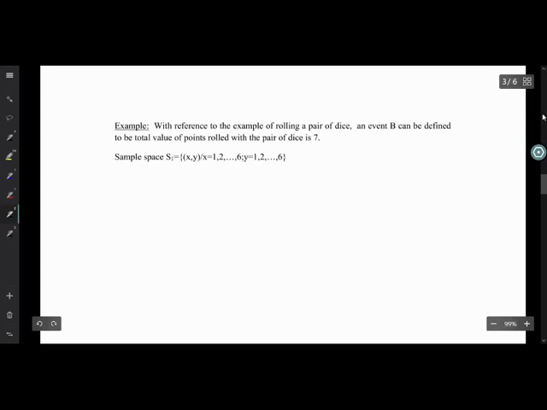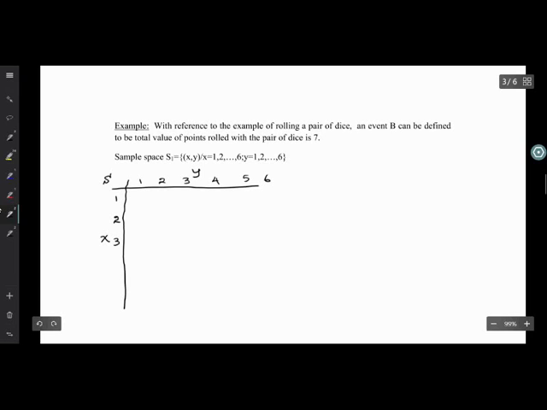Now let's go back to the example of rolling a pair of dice. Let's define an event B as the total value of points rolled with the pair of dice is 7. It is easy if we note down the sample space in a manner like the points x, y, with x as the first die and y as the second die, and we know the possible outcomes of x and y. So writing the sample space in this manner, it's easy to figure out the corresponding events.